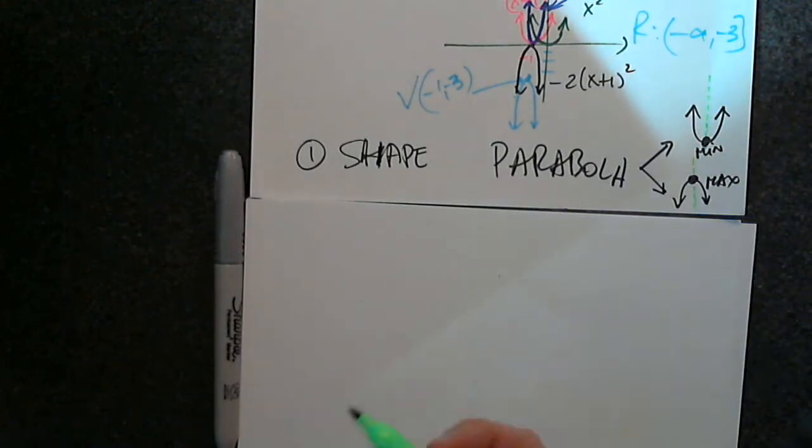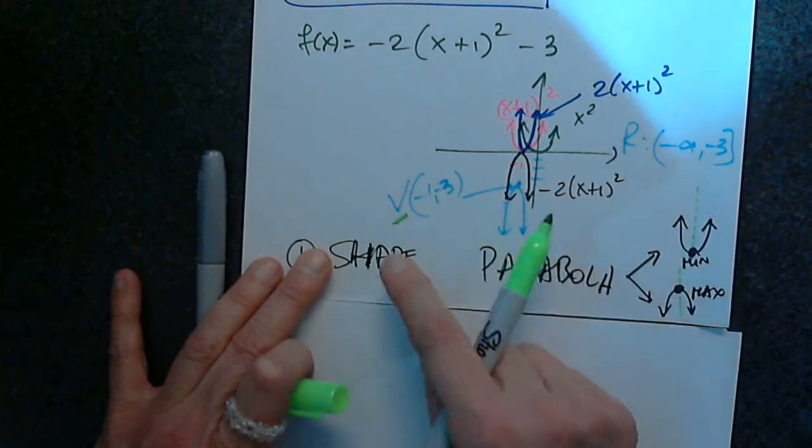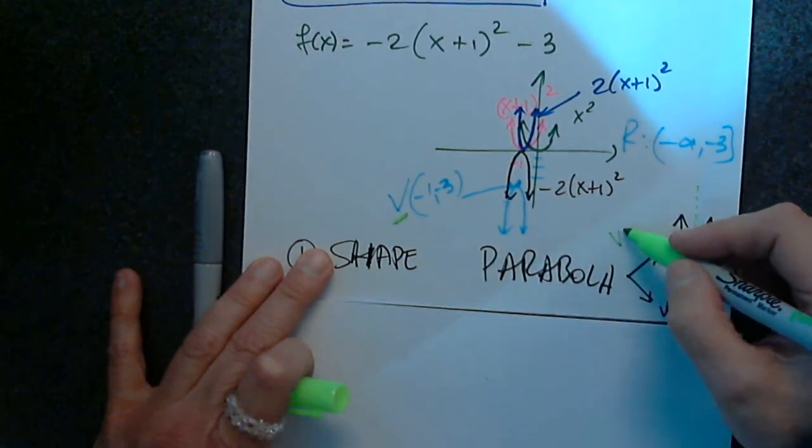Okay, so now how do I know whether it has a minimum? And by the way, that's why I wrote V. So this point is called the vertex.